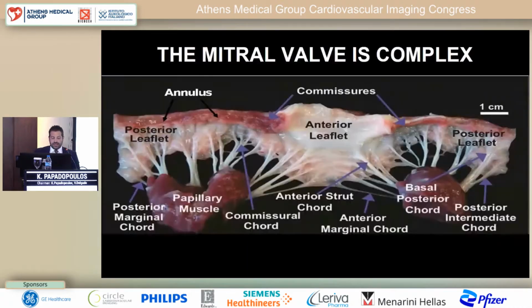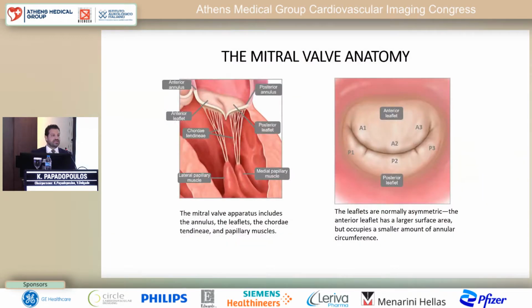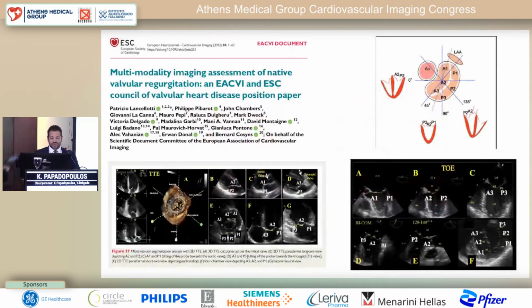In the next 12 minutes, we're going to talk about how to evaluate the mitral valve with 4D echocardiography. We know that this valve is a very complex valve. We have the subvalvular apparatus with chordae, papillary muscles, and two asymmetric leaflets, one large anterior, one smaller posterior. We have commissures, we have indentations, and scallops.